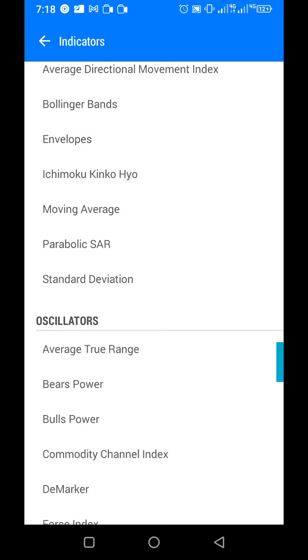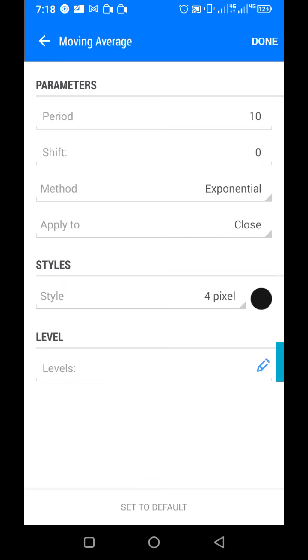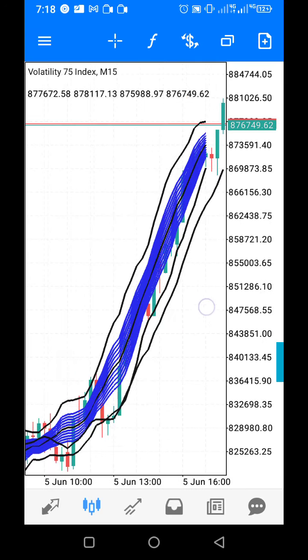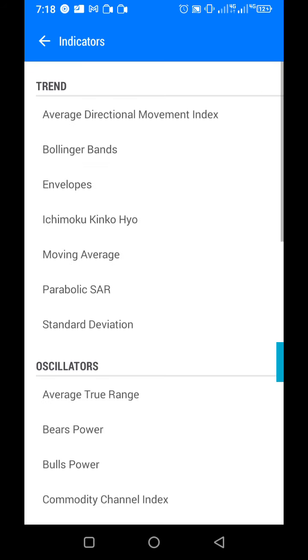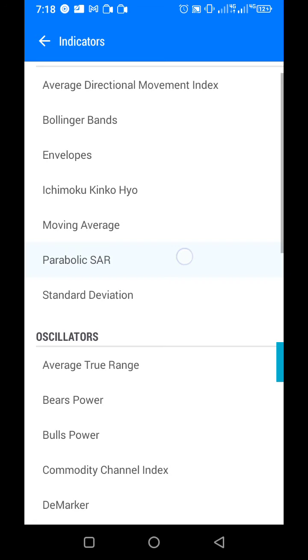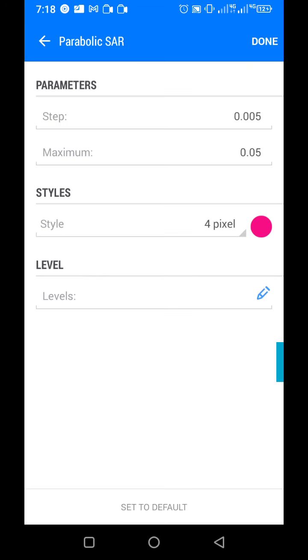And your moving average, these should be the settings. I've set my own already. Exponential, close, your period should be 10, your shift 0. Then you add again a Parabolic SAR. These are the settings: step 0.005, maximum 0.05. The stars can be any color you want.